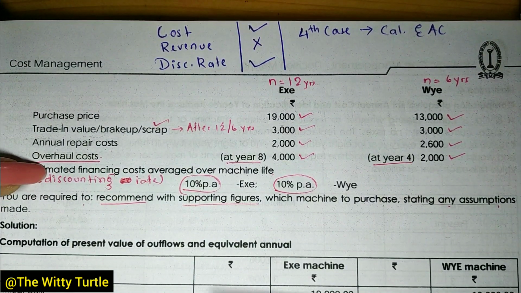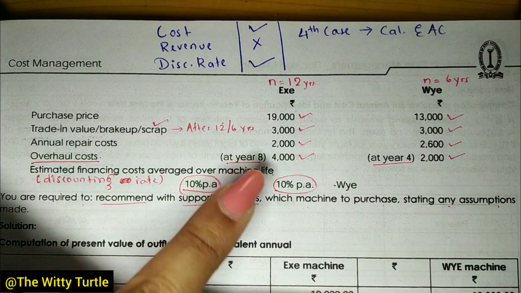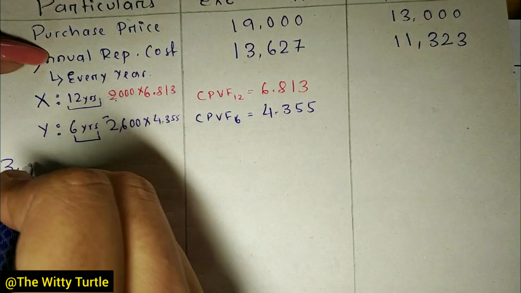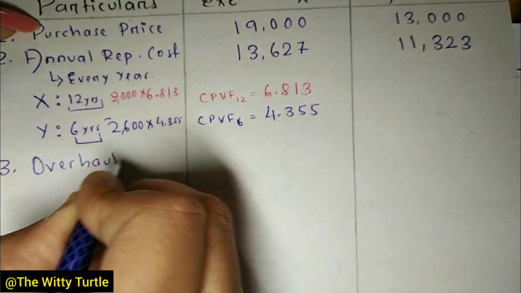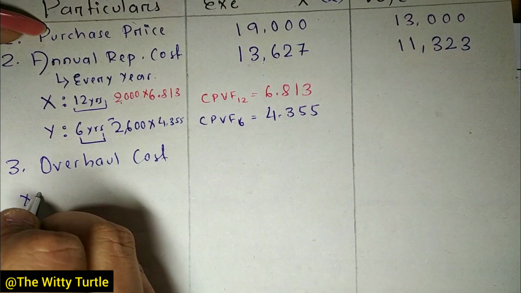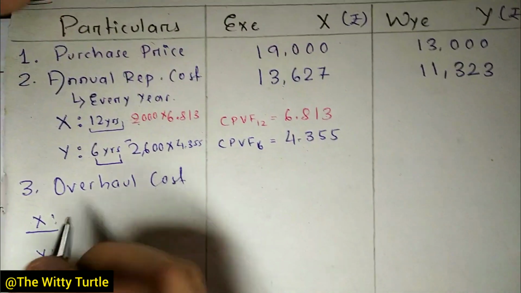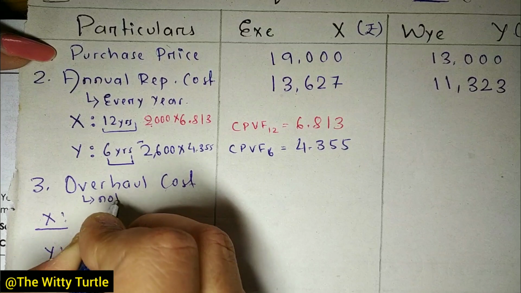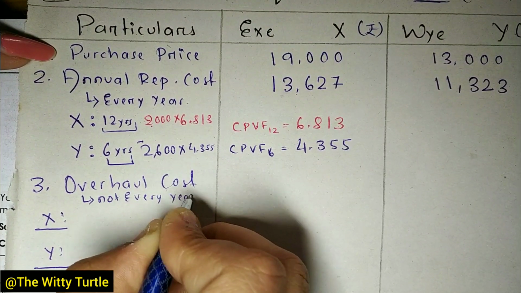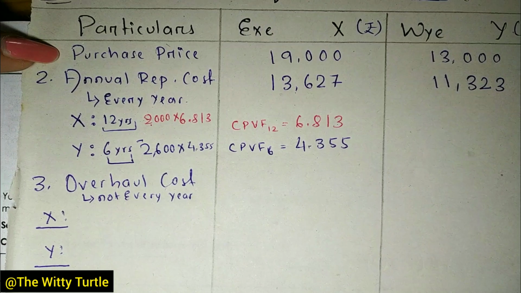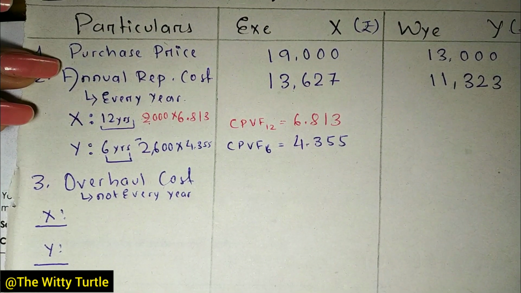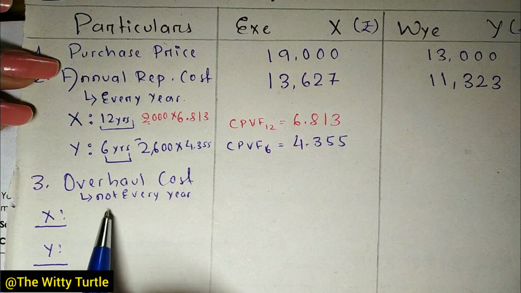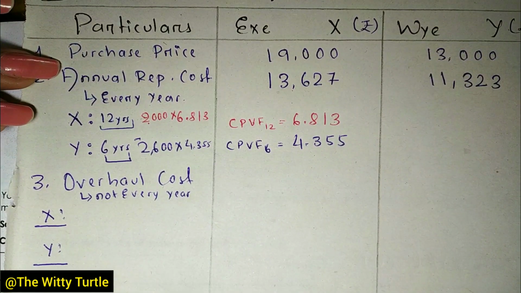Now the next cost is what? The next is your overhaul cost, which is incurred at the year 8. Overhaul cost for X and for Y. So it is not incurred every year. It is only in the year 8. सिर्फ ईयर 8 में हो रहा है, ऐसा नहीं है कि 8 साल तक हो रहा है. It is not getting incurred up to 8 years. It is getting incurred only in the year number 8, right? For only 1 year it is getting incurred, and that is your year number 8.